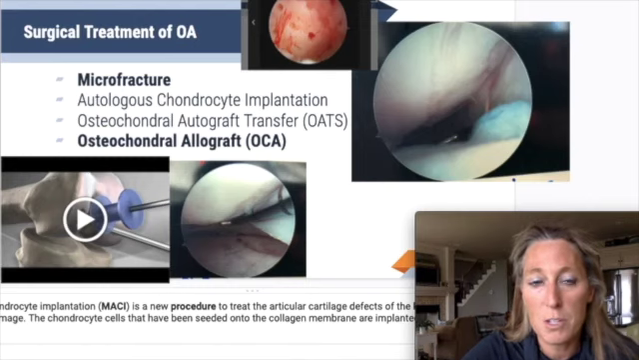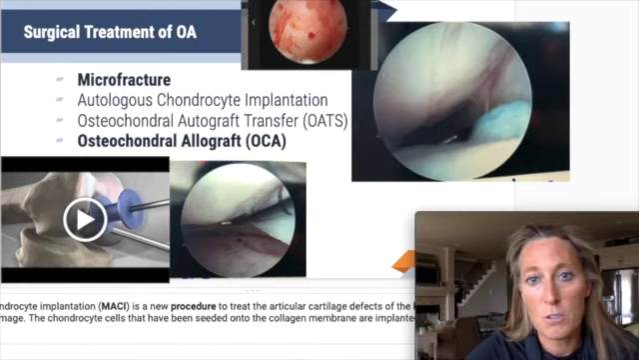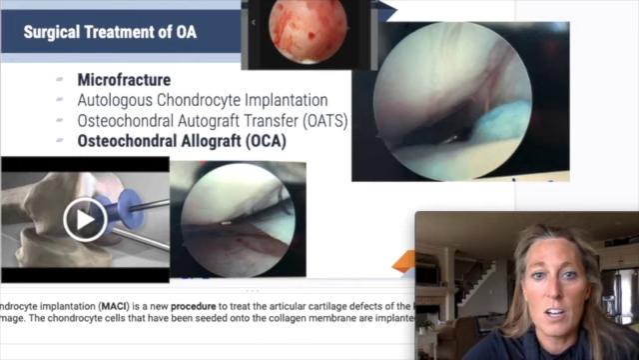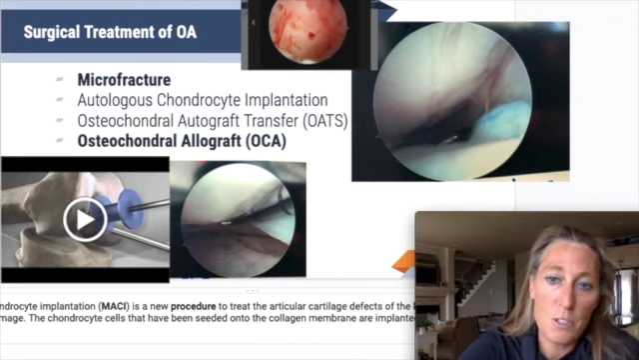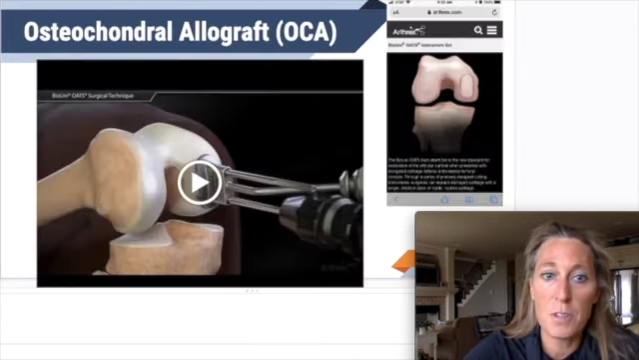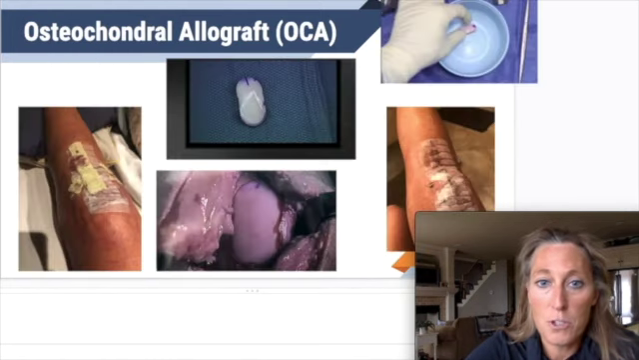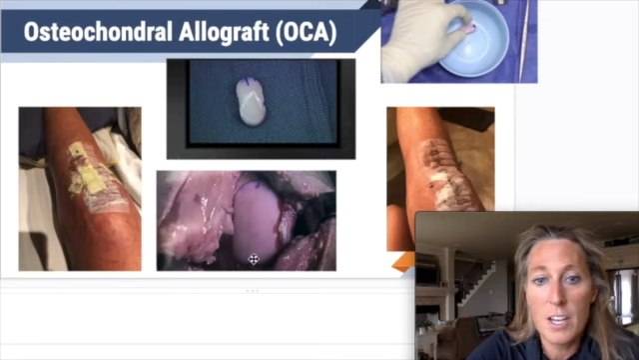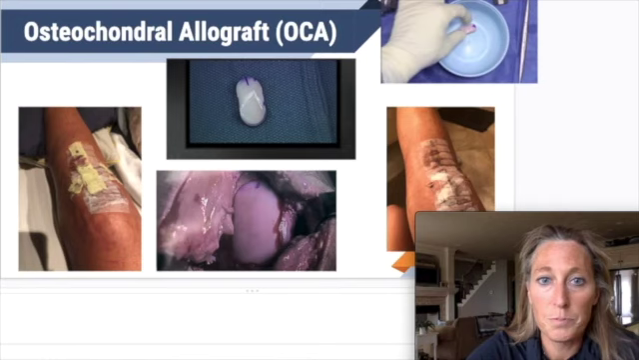With surgical treatments, we talked about microfracture, autologous chondrocyte implantation, osteochondral autograft and allograft, for OATS or OCA. I think we ended with the OATS or the OCA video, and a couple of pictures of what an osteochondral allograft looks like on the medial femoral condyle.